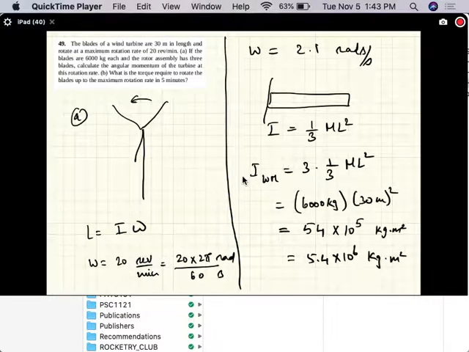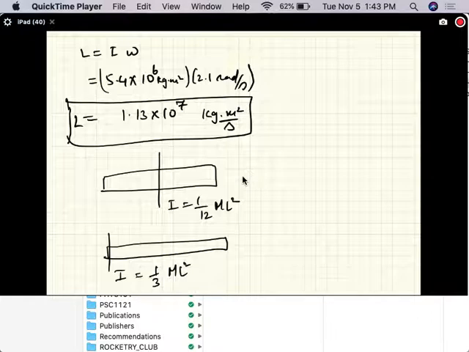So now they ask you, what is the torque required to rotate the blades up to a maximum rotation rate in 5 minutes? So let's say the wind started blowing and it went from 0 to 20 revolutions per minute over a period of 5 minutes. What was the torque that the wind exerted on the blades? That's the question.